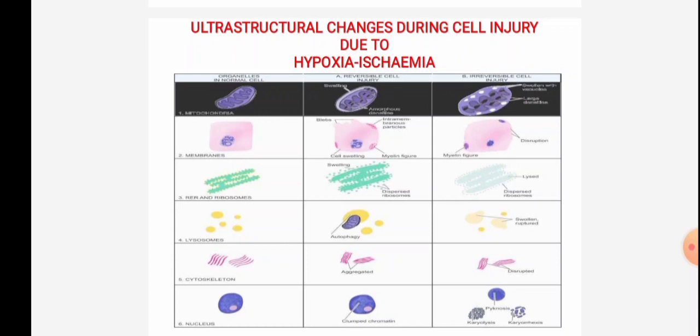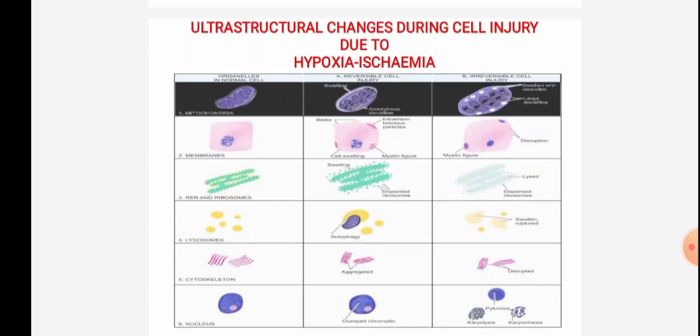In ribosomes, in reversible cell injury, there are cell swelling, ribosome swelling, and dispersed ribosomes. In irreversible cell injury, lysed ribosomes and dispersed ribosomes are produced. In lysosomes, reversible cell injury leads to autophagy, but in irreversible cell injury, swollen and ruptured lysosomes appear.